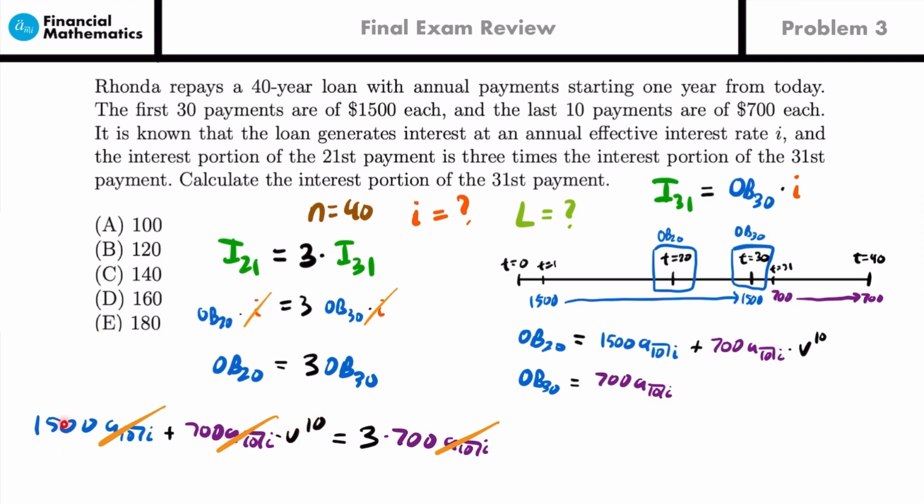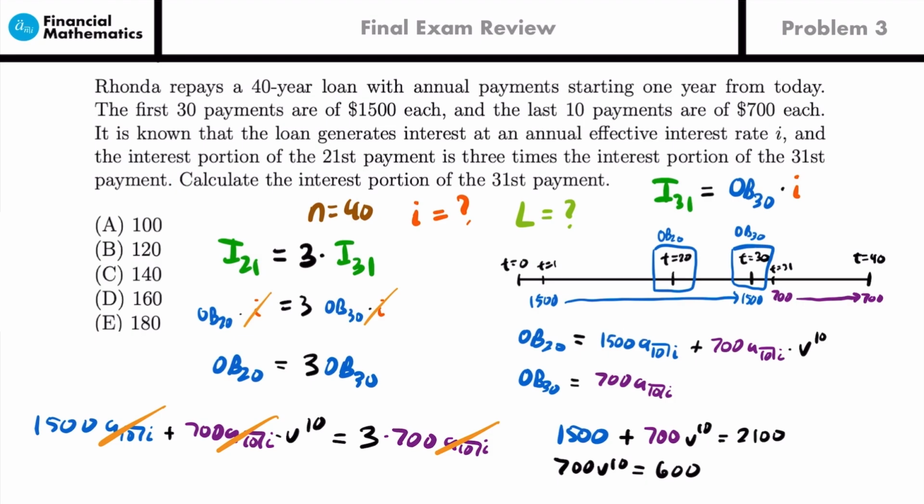This term just becomes 1,500. So we have 1,500 plus 700 times v to the power of 10. That's all that's left for that term. And that will be equal to 3 times 700, which is 2,100. Now we can solve for v to the power of 10. First, we need to subtract 1,500 from both sides of the equation. 2,100 minus 1,500 is 600. So what we have here is 700 v to the power of 10 is equal to 600.